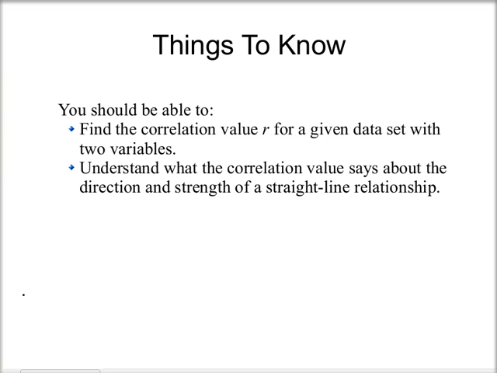So if we have a correlation that is close to 0, then we know that the relationship is very weak. If the correlation is close to positive 1, we know that the relationship is strong and positive. And if we have a correlation that is close to negative 1, then we know the relationship is strong and negative.